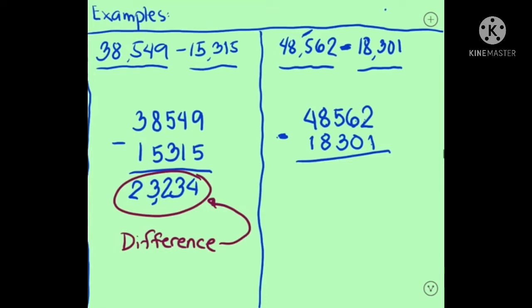So let's solve. 2 minus 1 is 1. 6 minus 0. If you have 6, then you will take away nothing. 6. 5 minus 3 is 2, correct? 8 minus 8. This is the rule, okay? If we are subtracting the same numbers, the answer is always 0. Remember that one.